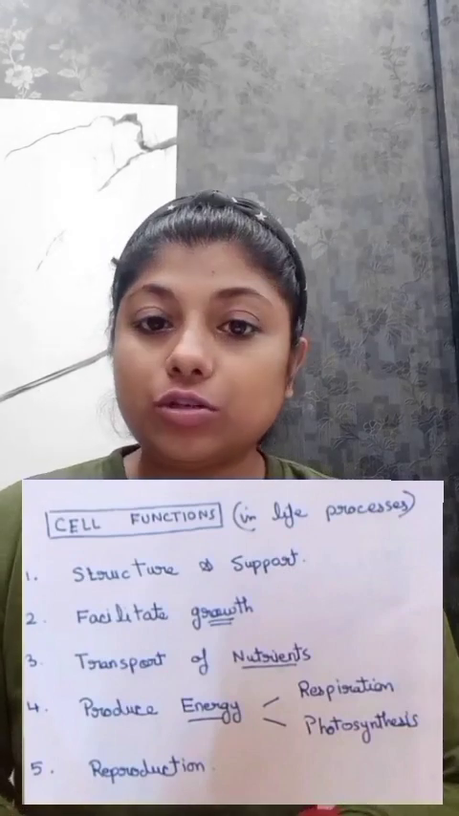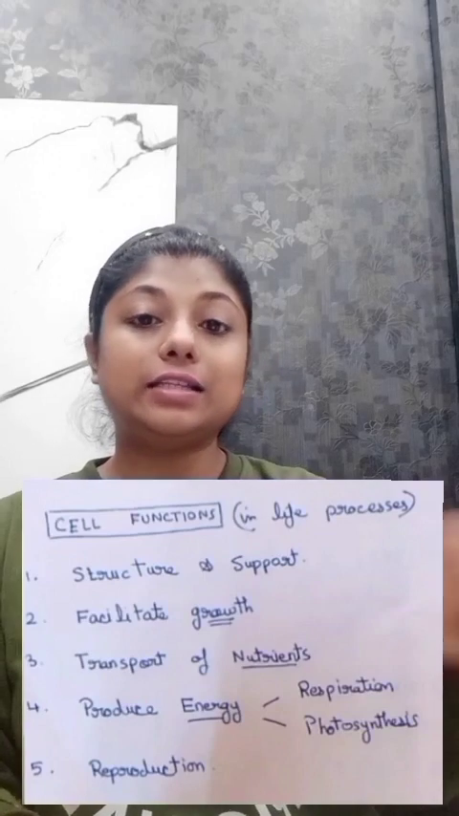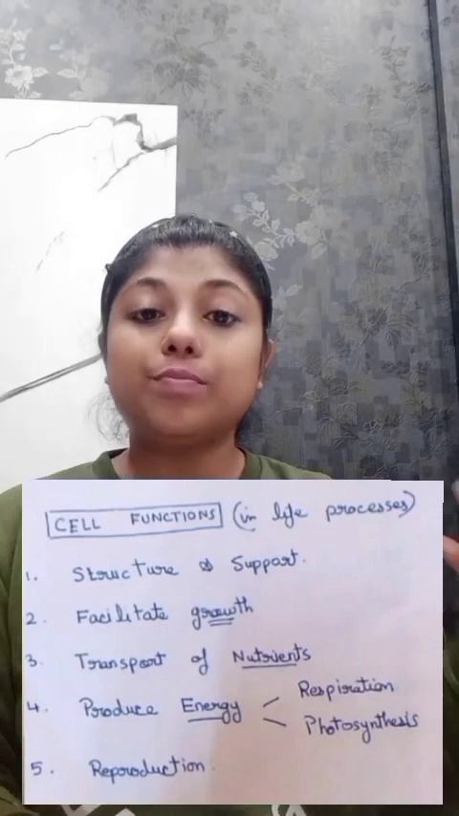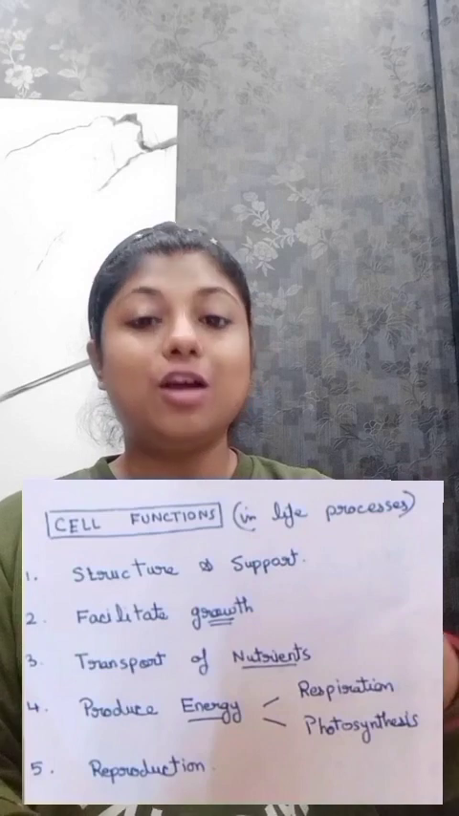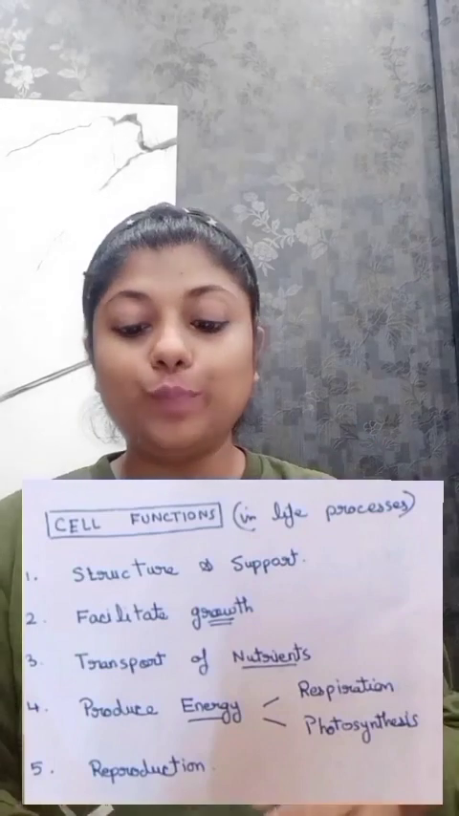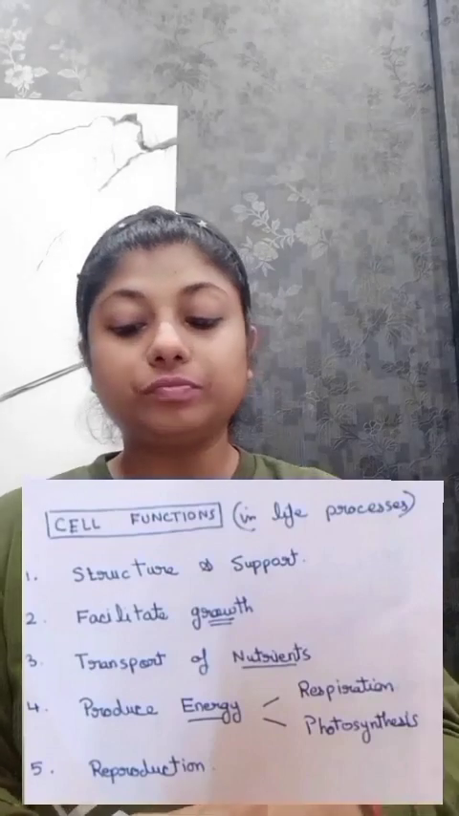And it produces energy. As I said, it has organelles, and I just told you about mitochondria, which we will discuss further, that mitochondria is actually known as the energy house of the cell, which provides energy. So here it produces energy also through respiration in animals and photosynthesis in plants. And reproduction, which is obviously a very important and also the most important function of the cell.